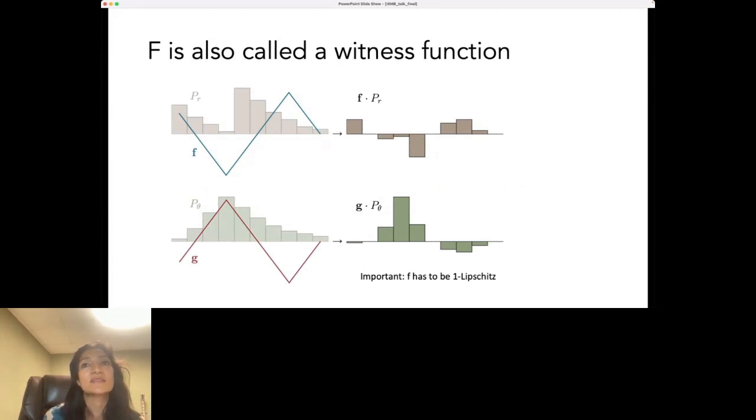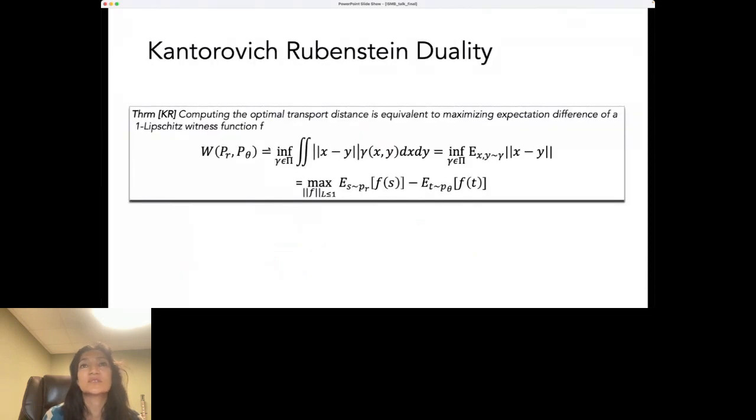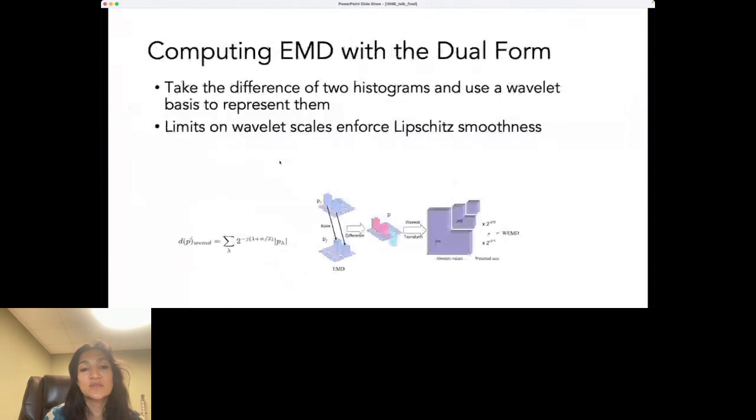They get very expensive. So an alternative way is to find a witness function that exposes the difference between these two distributions, with the caveat that the witness function is one-Lipschitz so that it doesn't suddenly jump up in certain areas, sort of cheating. And it turns out that the Kantorovich-Rubinstein duality ensures that the expectation of the witness function subtracted under these two distributions gives you the same as the optimal transport plan. So now this can be very useful in creating a very fast method for Earth mover's distance.